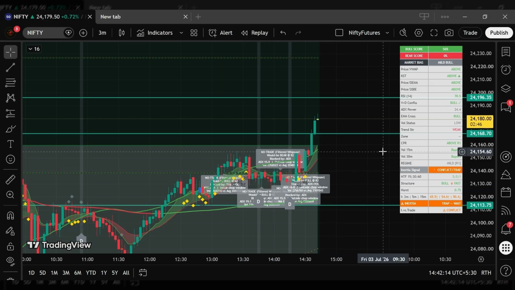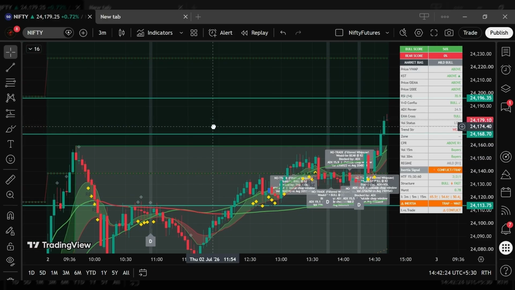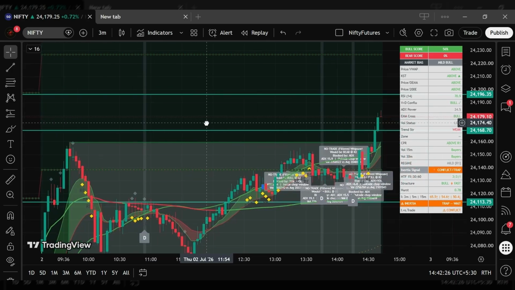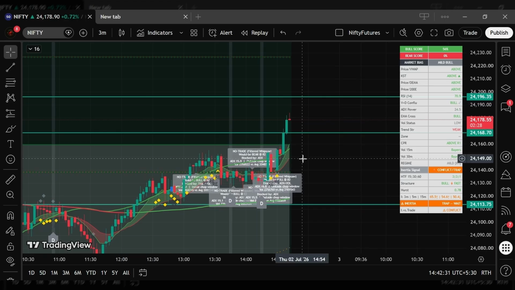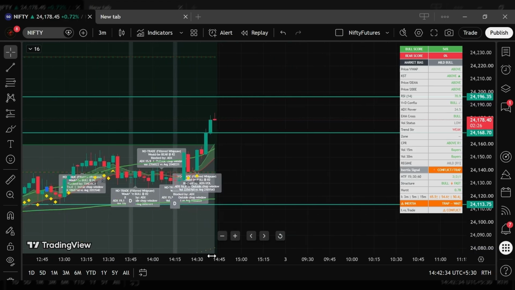Okay, so you can see it has given a clear breakout, and the ADX is around the 24 level. My next target is around 24,195, where I'll be closing 25% of the points for the day. So it has been a great day today, even though it was not a fully confirmed day because of some factors like the ADX and other volume components not supporting completely.